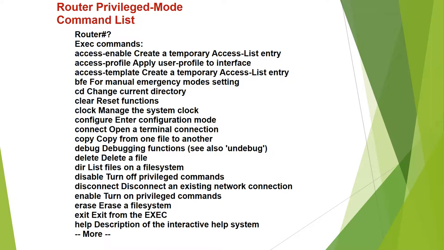Router privilege mode command list. Access-enable: create a temporary access list entry. Access-profile: apply user profile to interface. Access-template: create a temporary access list entry. BAP: manual emergency mode setting. CD: change current directory. Clear: reset function. Clock: manage the system clock. Configure: enter configuration mode. Connect: open a terminal connection. Copy: from one file to another. Debug: debugging functions, see also undebug. Delete: a file. DIR: list files on a file system. Disable: turn off privileged command. Disconnect: an existing network connection. Enable: turn on privileged command. Erase: a file system. Exit: from the execution mode. Help: description of the interactive help system.